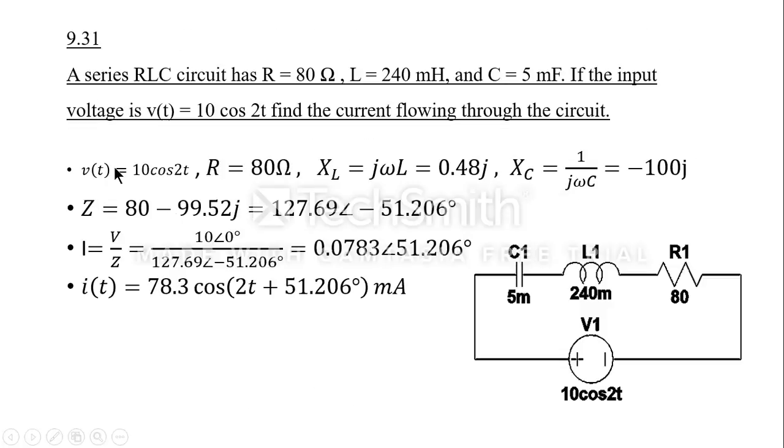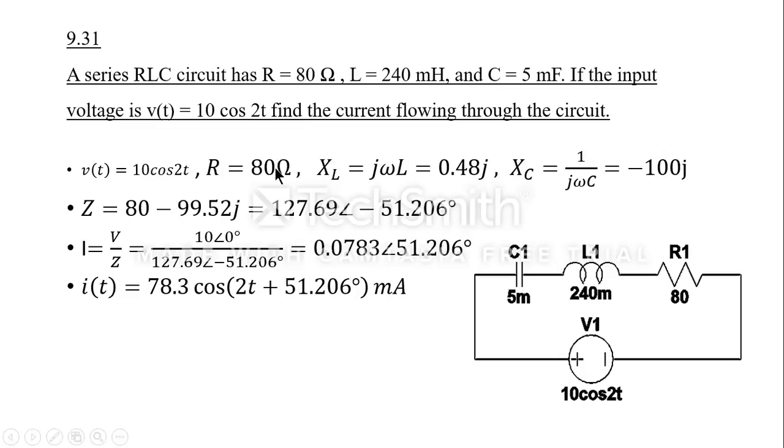In the second question, we are just given a simple RLC series circuit where the capacitor value is given as 5 millifarad, the inductor value is given as 240 millihenry and the resistor value is given as 80 ohms. We are supposed to find the total impedance and find the current by dividing voltage by impedance. Since all these are in series, we are just supposed to add all the capacitance, inductance and resistance values.